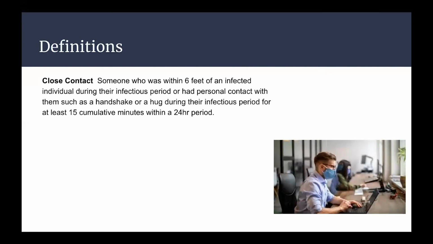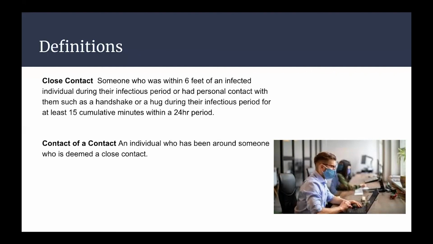If you have had contact with a close contact, you are a contact of a contact, and you do not need to get tested or quarantine because you are not considered to have been exposed to the virus. A contact of a contact is an individual who has been around someone who is deemed a close contact. If the close contact you were around later tests positive and was infectious while near you, then you would become a close contact and need to begin a 14-day quarantine.